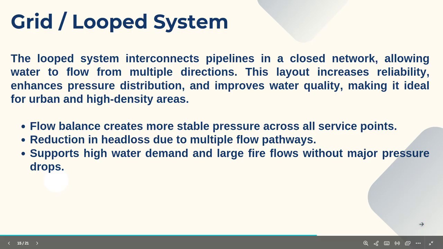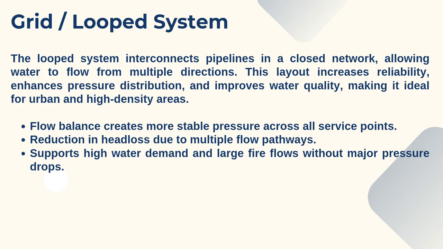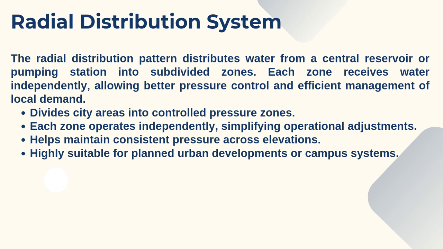Next is the grid or loop system. The loop system interconnects pipelines in a closed network, allowing the water to flow from multiple directions. This layout increases the reliability and high pressure distribution and also improves the water quality, making it ideal for urban and high density areas. Next is the radial distribution system. The radial distribution pattern distributes water from the central reservoir or the pumping station into subdivided zones. Each zone receives the water independently, allowing better pressure control and efficient management for the local demand.